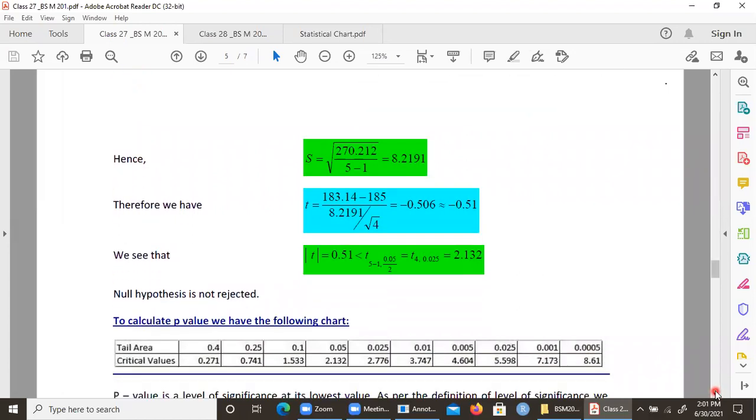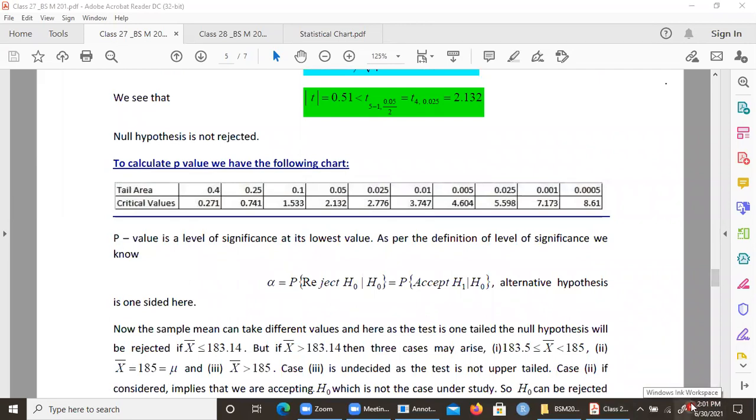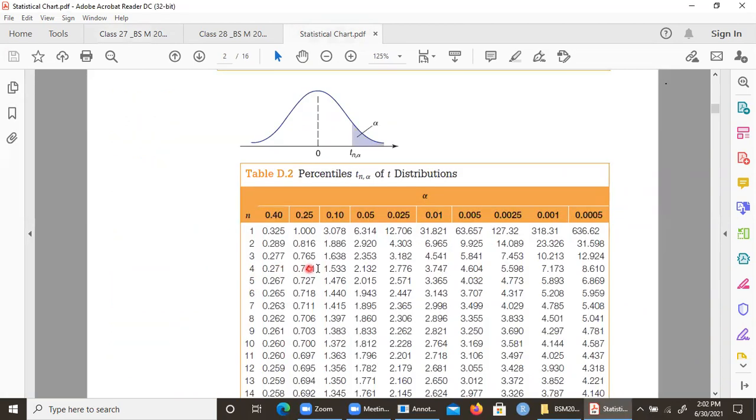Next comes the part which is very important, is called the p-value part. Now, if suppose we want to test the p-value of the current problem, what will we do? So what I have done over here, I have mentioned all the level of significances, and I have copied all the critical values from the chart. Just look at these critical values: 0.271, 0.741, 1.533. These critical values correspond to this particular row, which is for n-1 degrees of freedom. So this has been pasted over there.